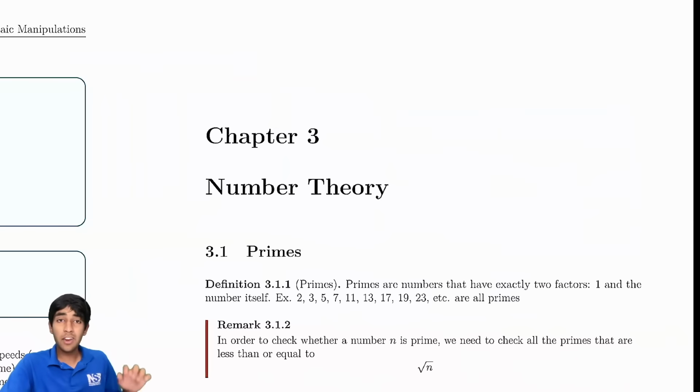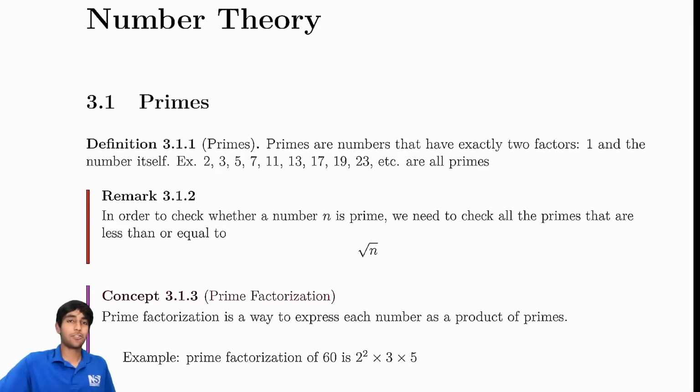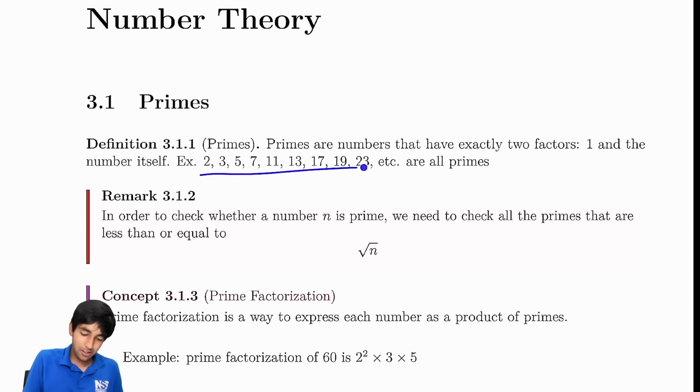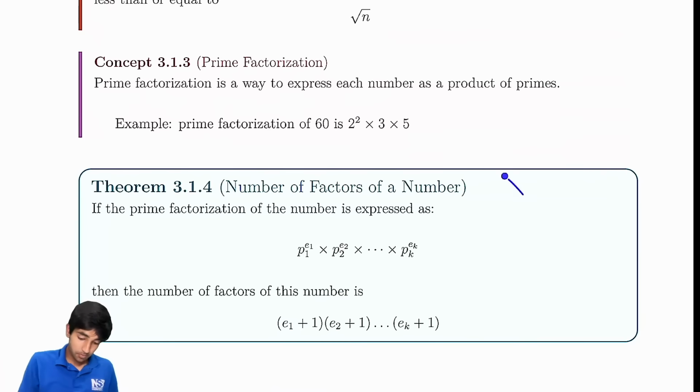And now we're on to number theory. So starting off with the very basics, primes have 2 factors. We have all these numbers here, which are primes. Some really common tricks on the AMCs that occur.